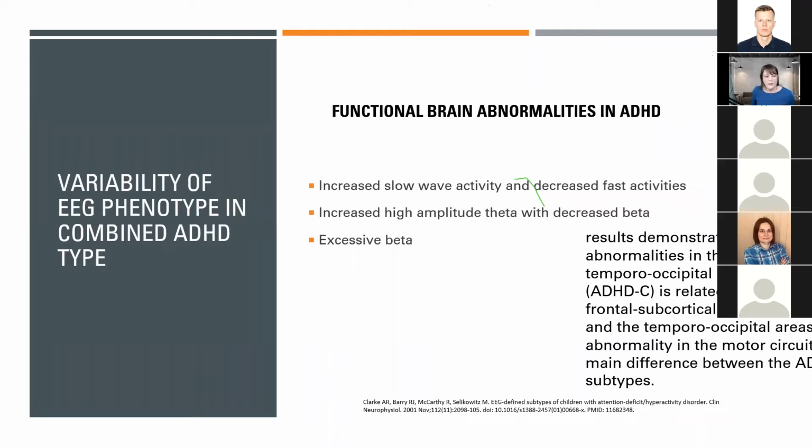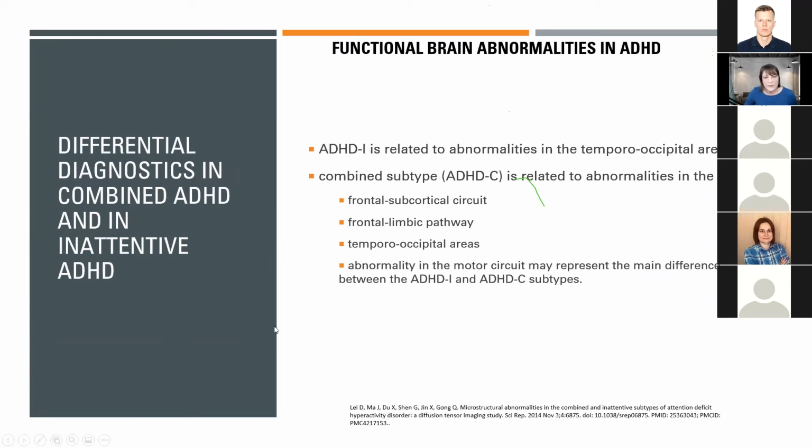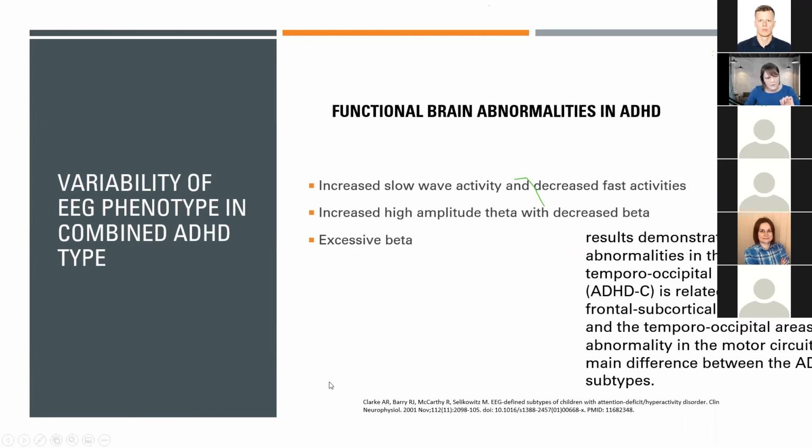The same type, I already mentioned previously that DSM-5 tells us there are three main types of ADHD. But if we talk about EEG analysis or quantitative EEG analysis, we can also identify even extra subgroups. Like in one study of Clark, it was found that the combined ADHD type can have increased slow wave activity and decreased fast activity, but at the same time they can have high amplitude theta and decreased beta or even excessive beta.